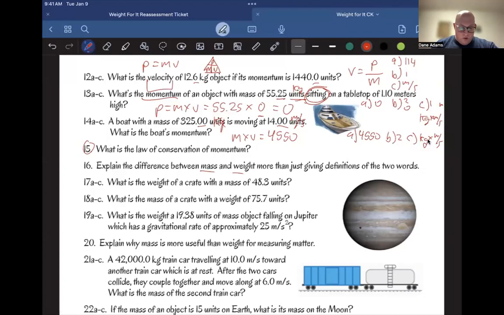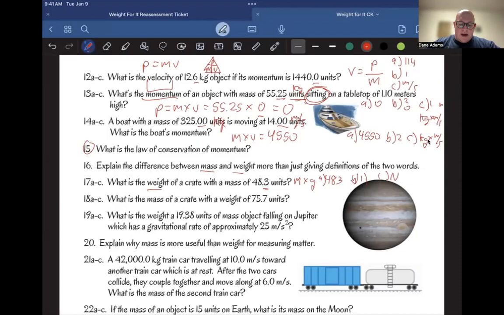Number 17 reads, what is the weight of a crate with a mass of 48.3 units? All right, fairly simple here. m times g, 48.3 times 10, that's going to be 483. That's your whole number. Part B, again, we can go with 1 decimal place here. And part C, the unit of weight is newtons, or kilograms meters per second squared.